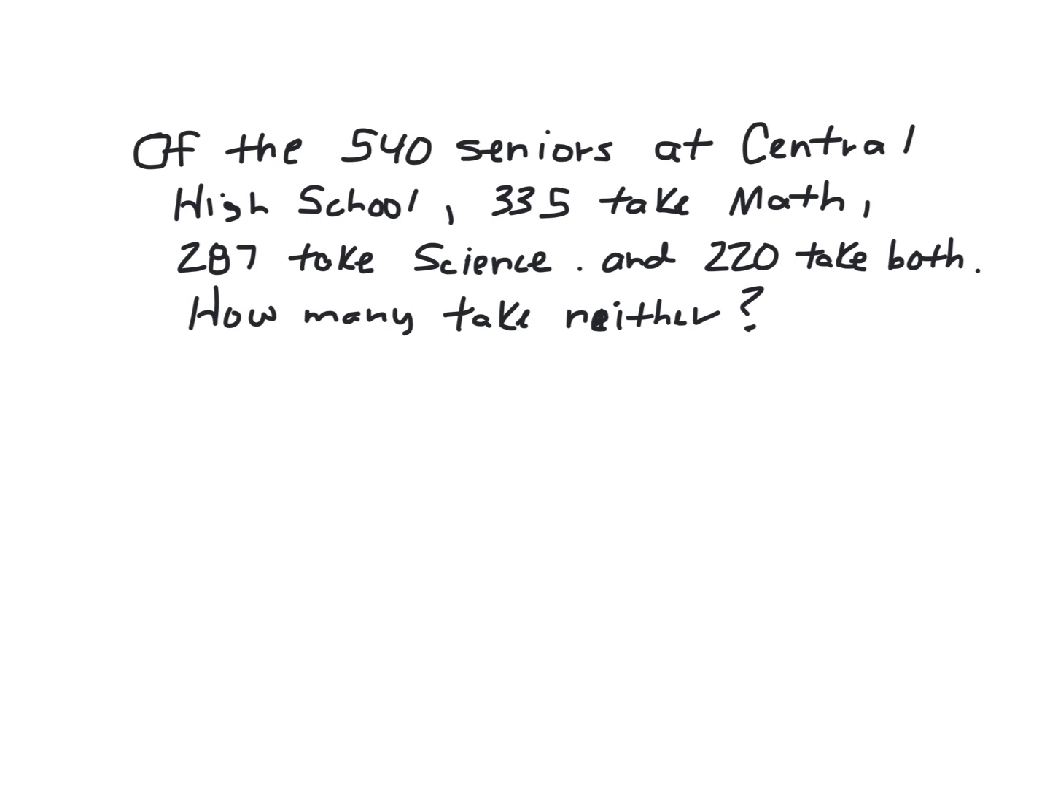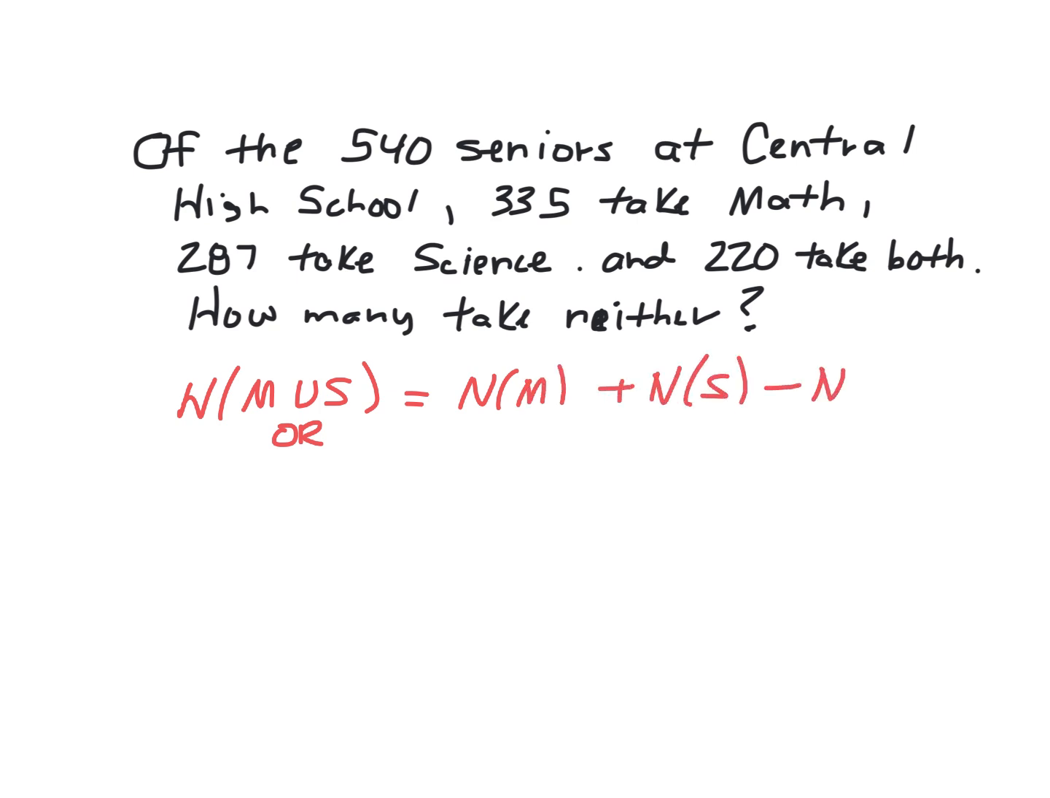How many take neither? So if you remember our formula, the inclusion-exclusion, in this case, would be the number in math union science, which is the same as math or science, is going to equal the number in math plus the number in science minus the number in the intersection of those, which is the same as and.